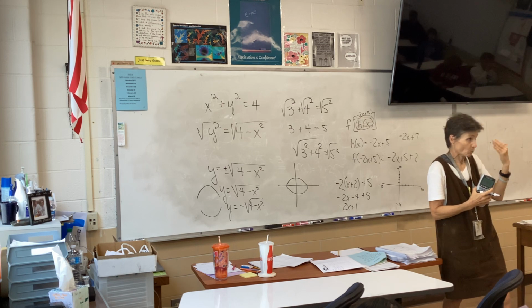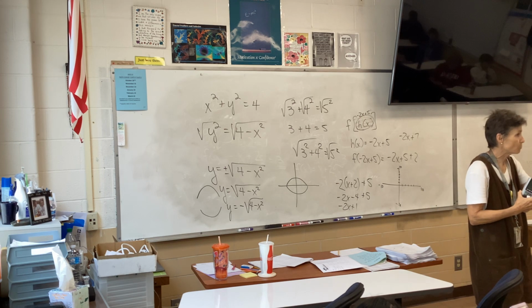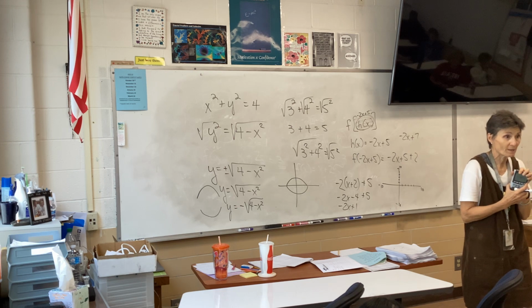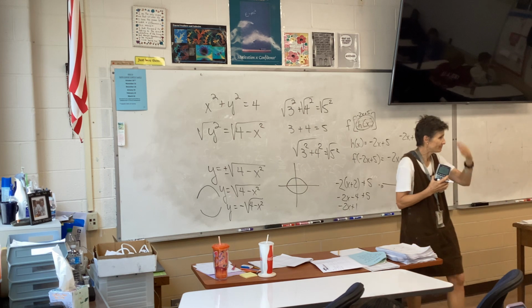So whenever you want to get a really good picture, hit zoom square. And that will change the dimensions so that your picture is a square, or it's the way it's supposed to be.